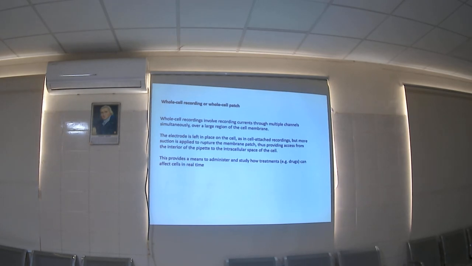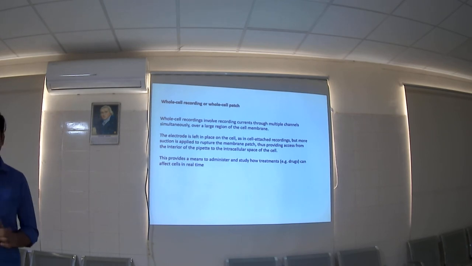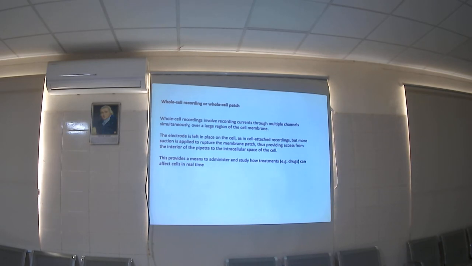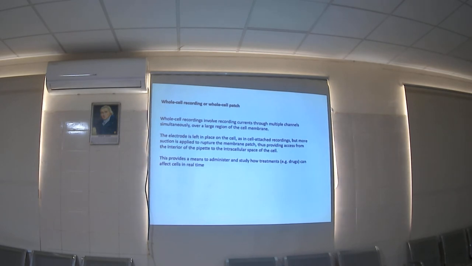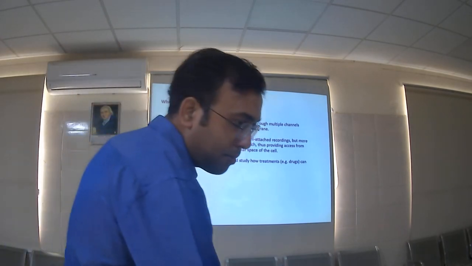The electrode is left in place on the cell as in cell-attached recording, but more suction is applied to rupture the membrane patch, thus providing access from the interior of the pipette to the intracellular space of the cell. This provides a means to administer and study how treatment can affect the cell in real time. So just as a visualization, our pipette है, and you suck the pipette in such a manner that the membrane is ruptured. So जो pipette के अंदर का fluid है और cytoplasm का fluid continuous हो जाएगा. Just imagine this.